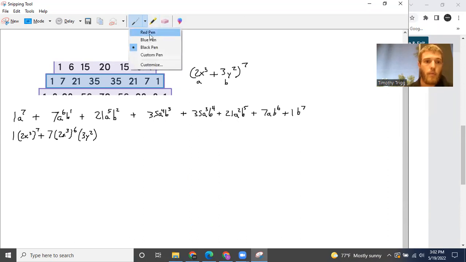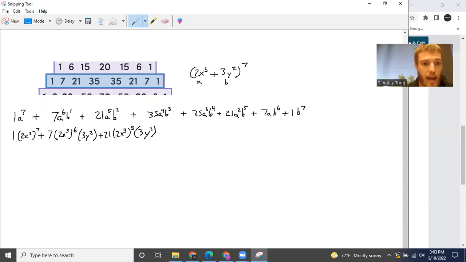Okay. So in other words, this thing becomes this thing when I replace a and b with a and b from here. Hopefully that sort of makes sense. Now we're going to continue down the line just like that. So this next one will be 21, a to the 5th. So that's 2x to the 3rd to the 5th. Then b squared. So b is 3y squared, and we have that squared. Okay, I know this takes a while, but I want you to be patient, write this down, and just continue along.